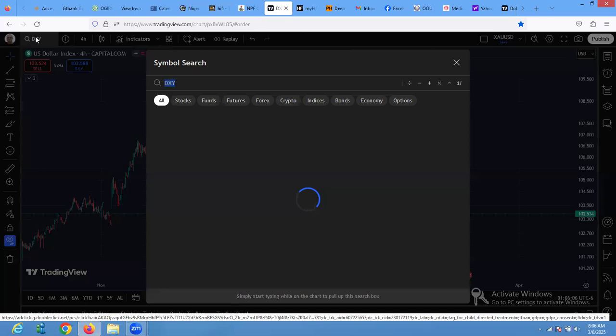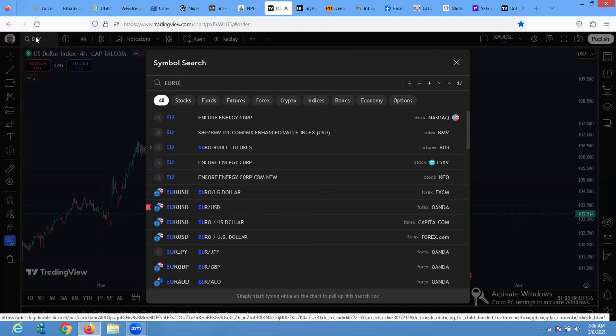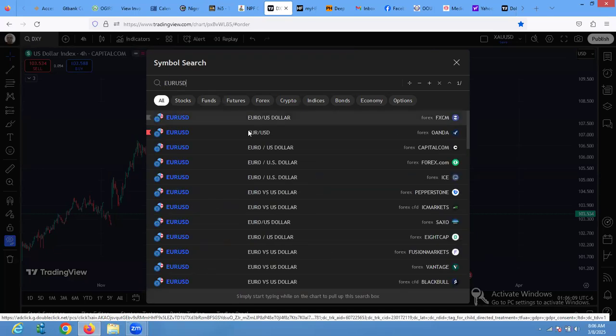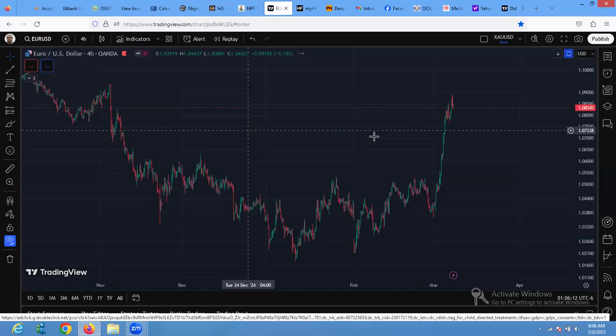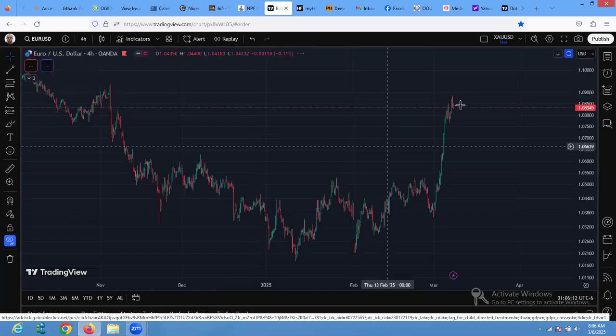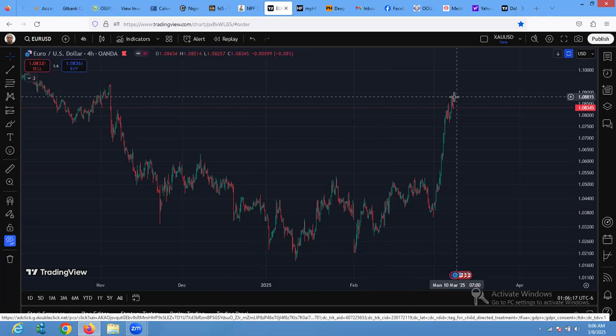So if we go to Euro Dollar, it is the same. So I believe that this is about being completed. The third wave here is being completed. And so we are going to see in this degree, the fourth wave maybe around this area. It may come around this area.